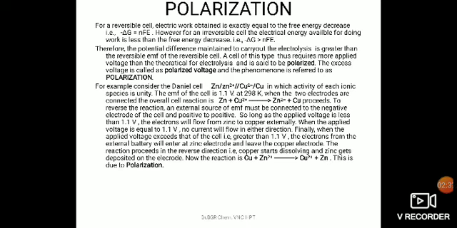Finally, when the applied voltage exceeds that of the cell, that is, it is greater than 1.1 volt, the electrons from the external battery will enter at zinc electrode and leave the copper electrode. The reaction proceeds in the reverse direction, that is, copper starts dissolving and zinc gets deposited on the electrode. Now the reaction is Cu plus Zn2+ giving rise to Cu2+ plus Zn. This is due to polarization.